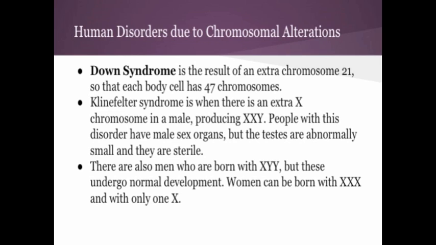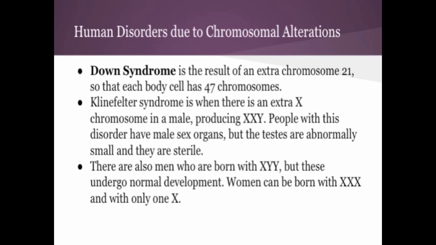Human disorders through chromosomal alteration. Down syndrome is the result of an extra chromosome 21, so that each body cell has 47 chromosomes. Klinefelter syndrome is when there is an extra X chromosome in a male, producing XXY. People with this disorder have male sex organs, but the testes are abnormally small and they are sterile.